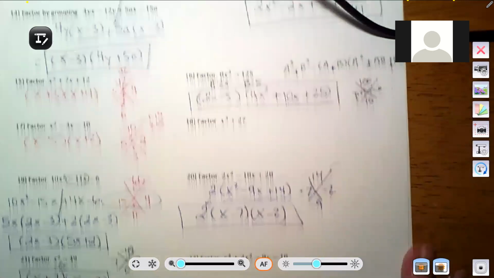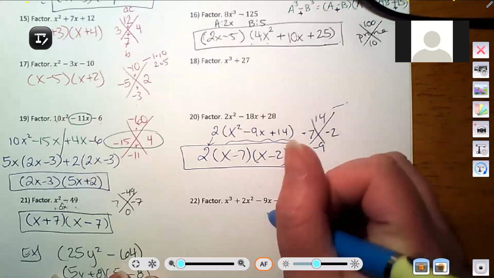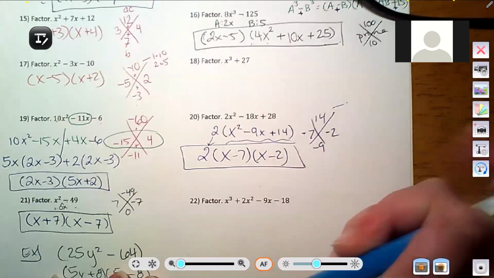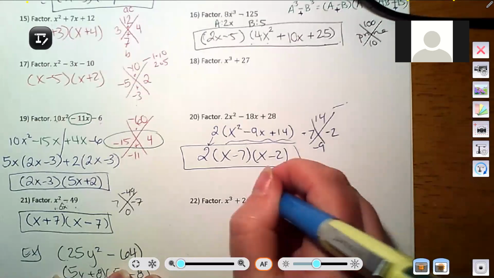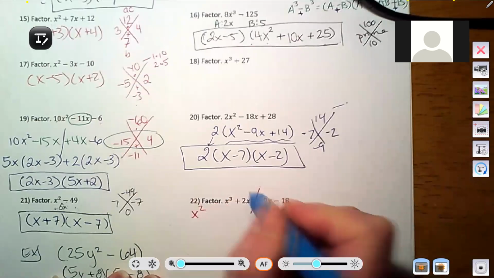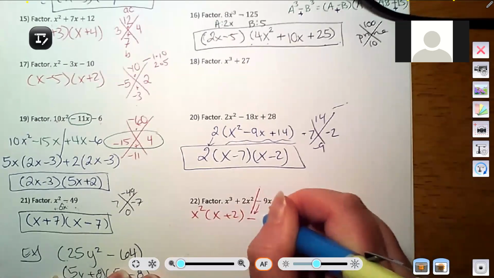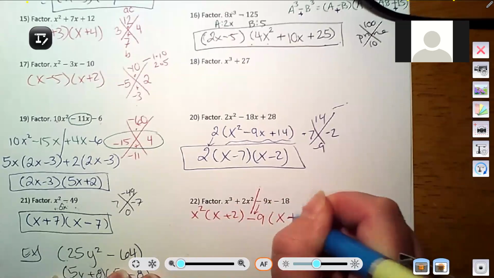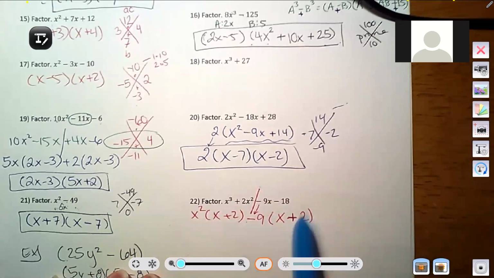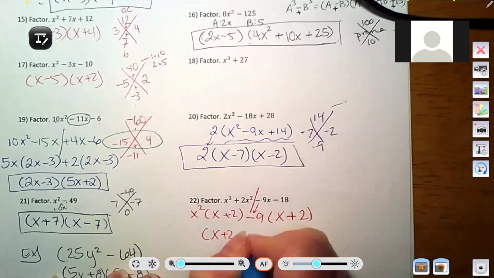This next one is here because it's a nice reminder of grouping. It's got 4 terms, but also about factoring as far as possible. So x squared can come out. Here's that negative 9. So then x plus 2, because you have a negative times the positive to get you your negative. That's also great because now those two match up. So I can factor it out.